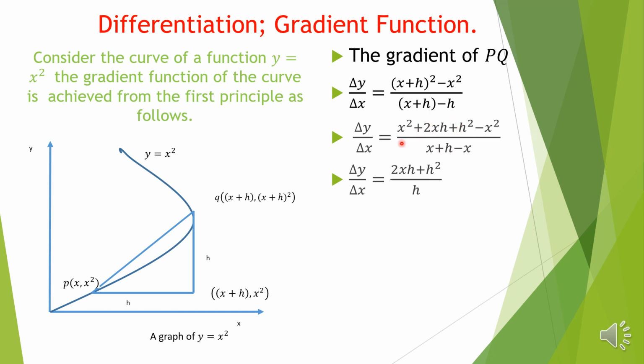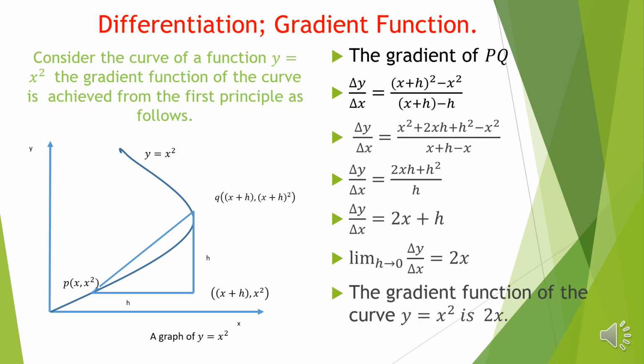If we simplify this function, we end up with 2xh plus h squared over h. You realize from there that this can be simplified by cancelling out the common term to end up with 2x plus h. From there, it's easy to see that as we bring this point Q closer to P, as h goes to 0, change in y over change in x reduces to 2x. Now from there, the gradient function of the curve y equals x squared is therefore 2x.